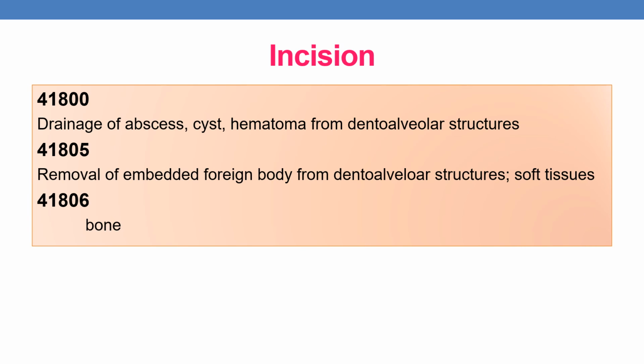First of all, coming to incision CPTs. The first CPT is 41800. It deals with drainage of abscess, cyst, hematoma for dentoalveolar structures. The next is 41805. It deals with removal of embedded foreign body from dentoalveolar structures, soft tissue. And for removal of embedded foreign body from dentoalveolar structures bone, the CPT is 41806.